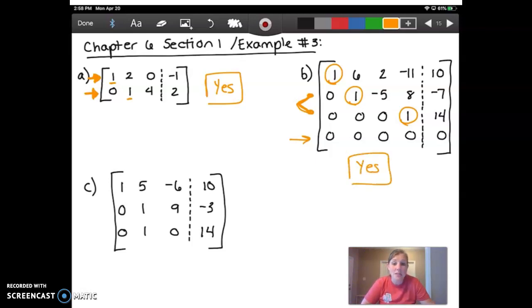Okay, the very last one is letter C. You do not have a row of zeros, so that's not applicable here. But when I'm looking at my first non-zero entries, I do have 1, 1, and 1. We are good as far as that goes, but it does break the third rule, which states that it has to be staggered to the left. So this one is not in row echelon form. So on these, all you're doing is identifying whether or not it follows the rules or not. And that's it.